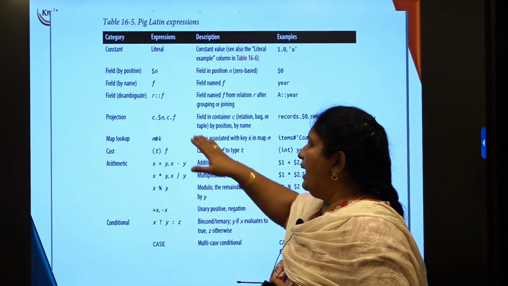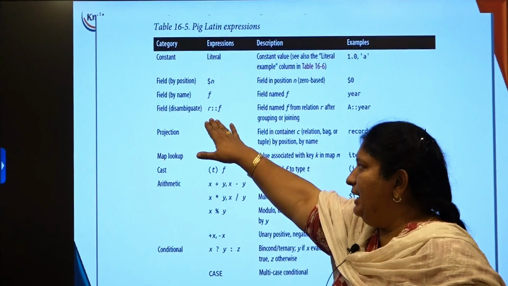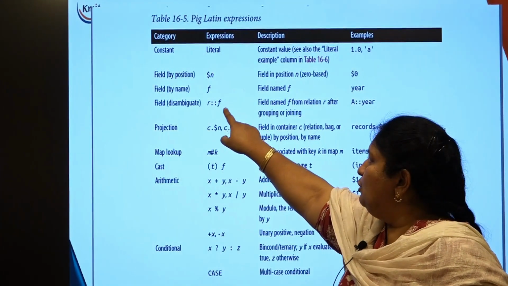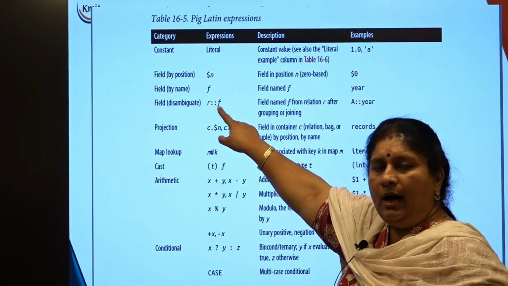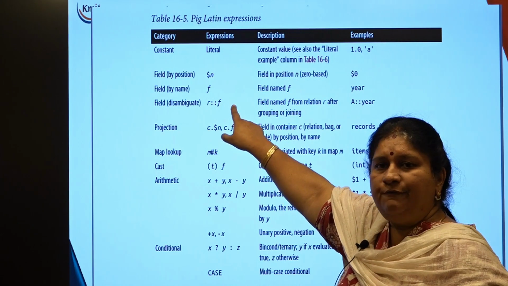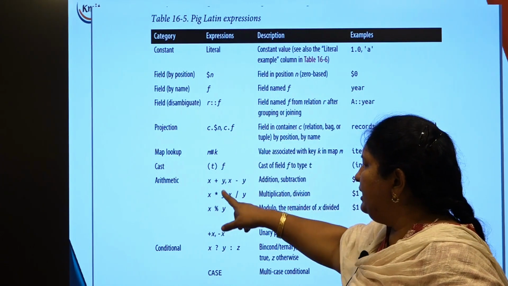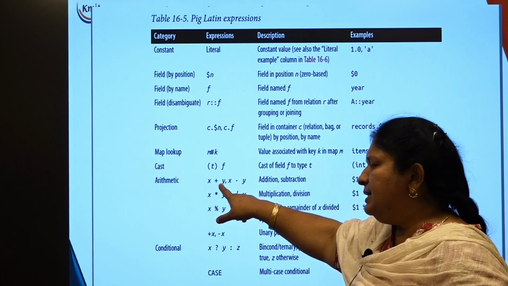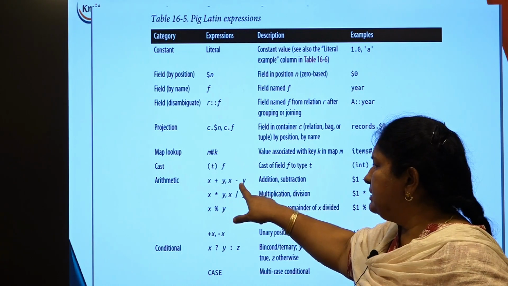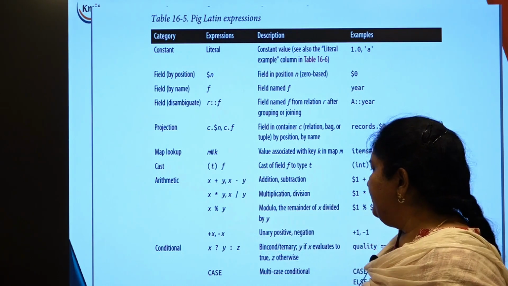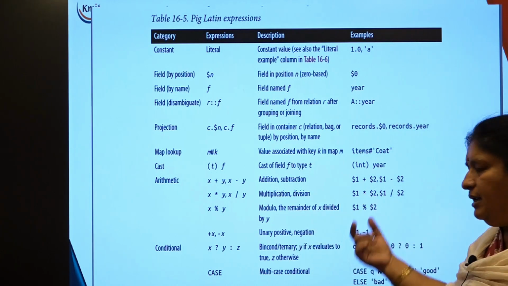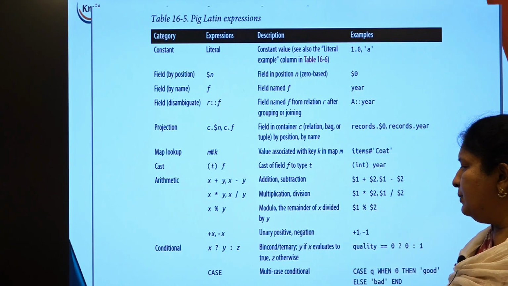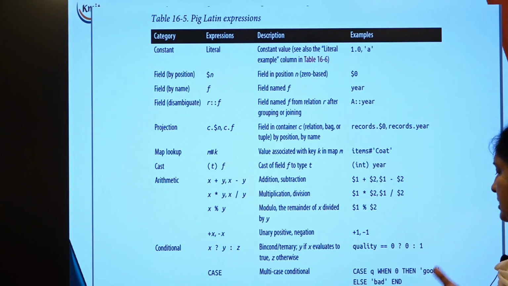Similarly, you want to access the field of any data set R, scope resolution with F. R is the relation, scope resolution, field name. So likewise, you can give the arithmetic expressions, plus as usual for addition, minus for subtraction. And unary positive, unary negative are also there. The ternary operator is possible. Case is there. Suppose you want to work with switch case like.